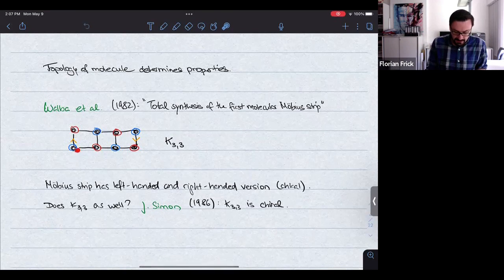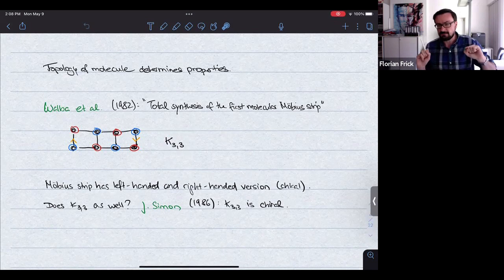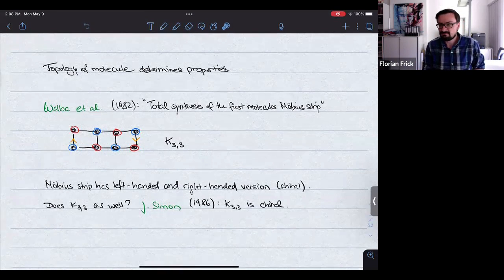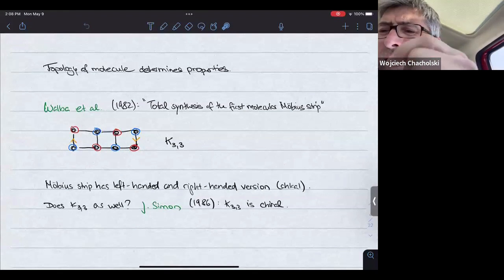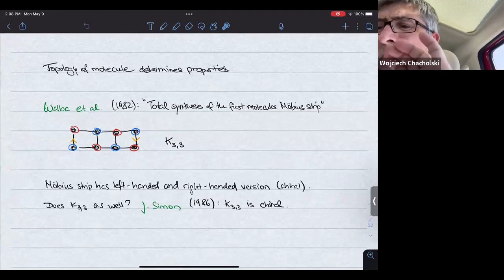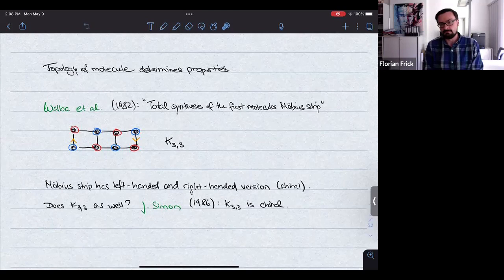Somewhat interestingly, it's not actually a Mobius strip. It's what I said here. It's K33, a complete bipartite graph on 3 and 3 vertices, because there's no way to fill in these plates. But this right- and left-handedness is only for embedding in R3, right? Because in R4, absolutely, they are the same.